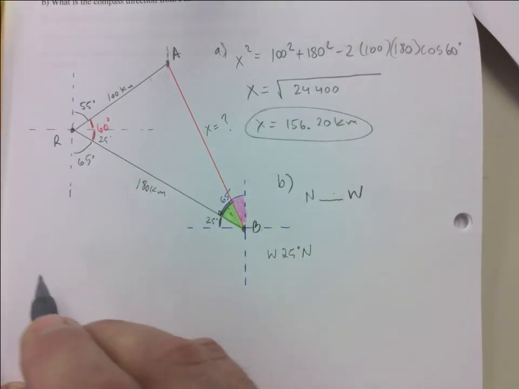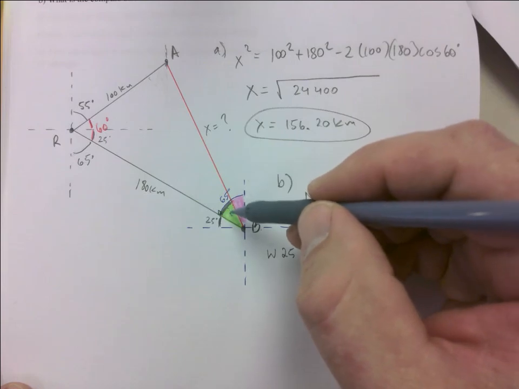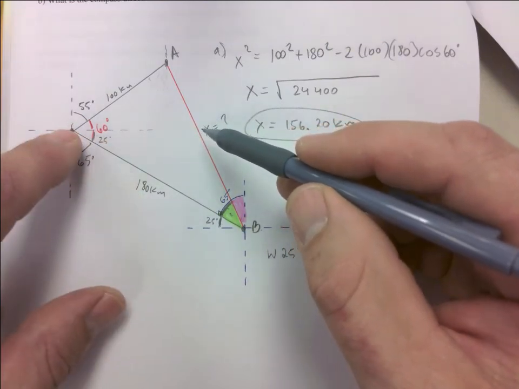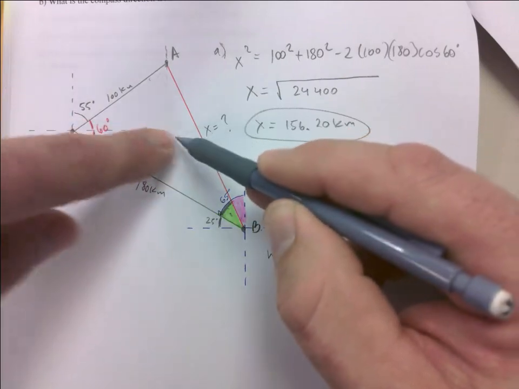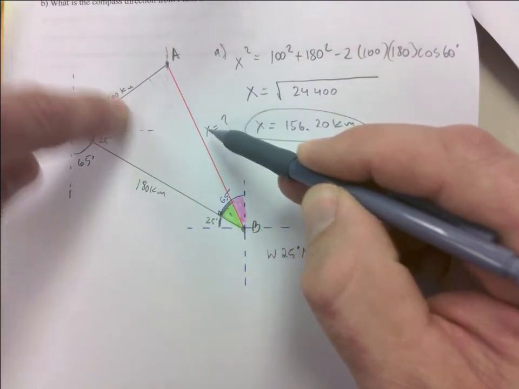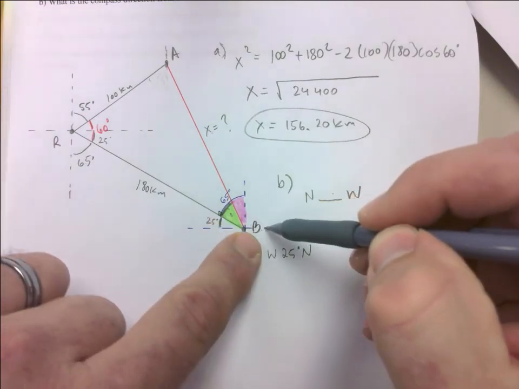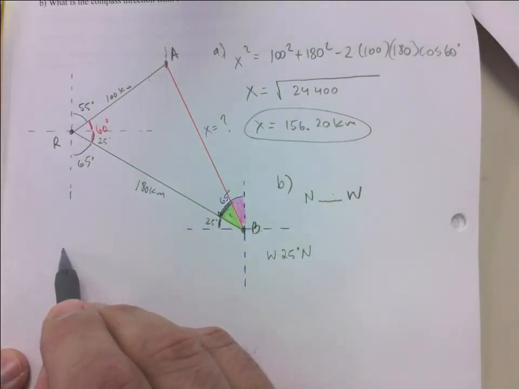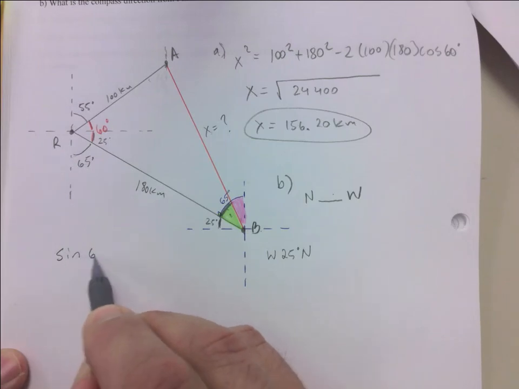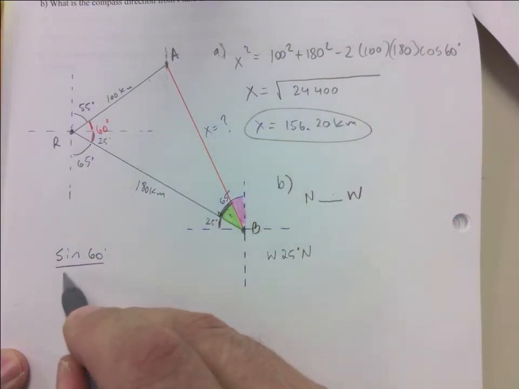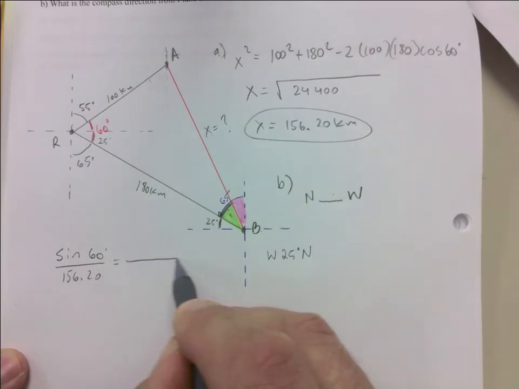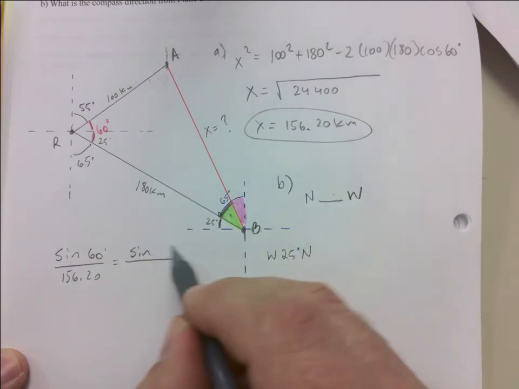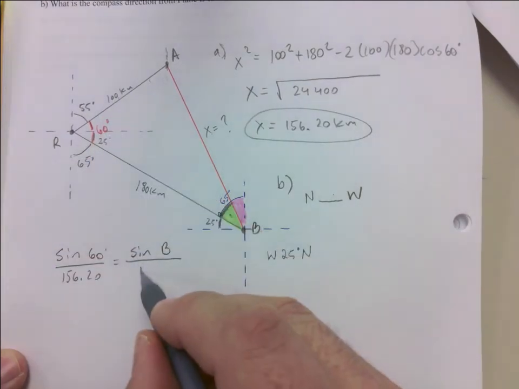I will do that. What would you like to use to solve for angle B? Now that we technically have this angle and this side, we've got a pair. So I'm going to use 100 kilometers to solve for this angle, the green one right there, which I'm going to call angle B. Right? So let's do that. Sine of 60 over the one I just found. And then it's sine of angle B over 100 kilometers.